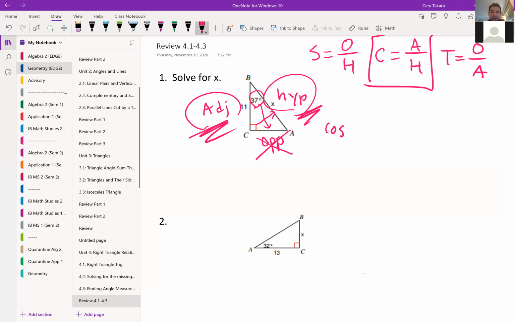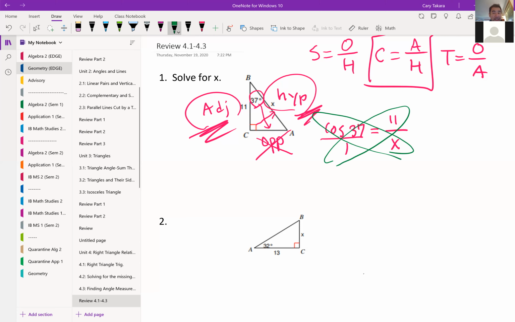So cosine of 37 degrees equals what? Adjacent, which is 11, over hypotenuse, x. And then we are going to solve for x. How do you do that? There are different ways to do this, essentially doing the same thing. But in our class, we set the fractions equal to each other and cross multiply.